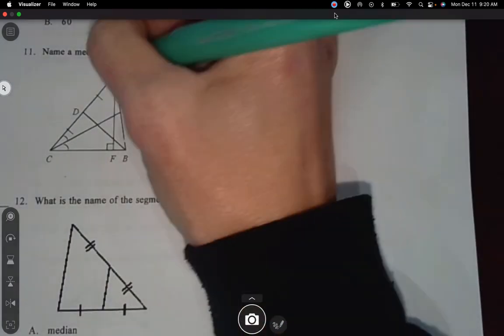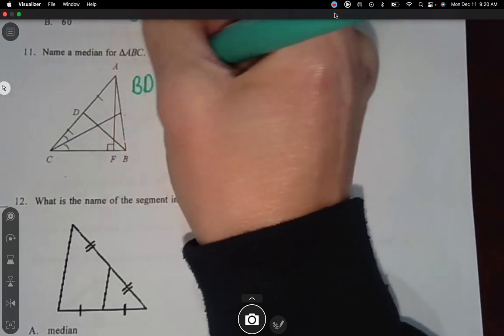All right. Number 11. This one I'm going to actually give y'all lots of examples. What's a median? What line? So you're going to name 2 letters. What's the median for ABC? What is split into 2 equal parts? Is it BD? It is. It's BD, or you could have said DB.